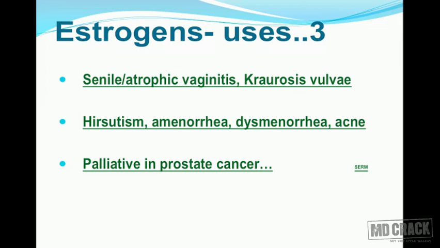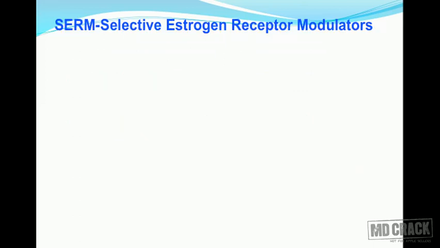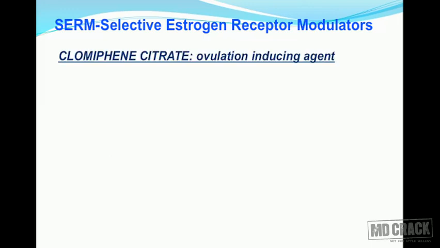Now we come to discuss the drugs acting on the estrogen receptors, and a very popular group is selective estrogen receptor modulators, and it's a high yield thing for your examination. You need to know what the selective estrogen receptor modulators are. Why are we not calling them estrogen receptor agonists and antagonists? Because they have mixed action on various types of estrogen receptors. So we call them selective estrogen receptor modulators.